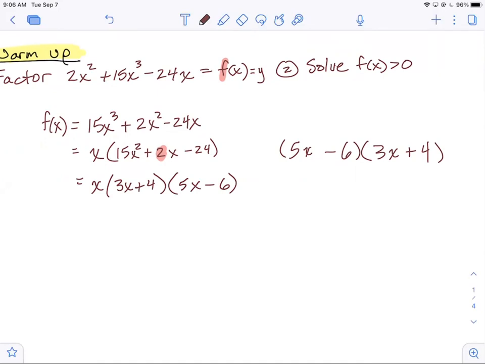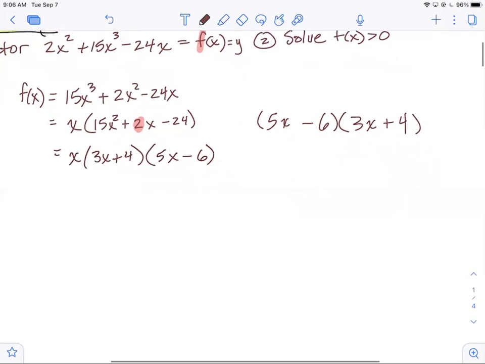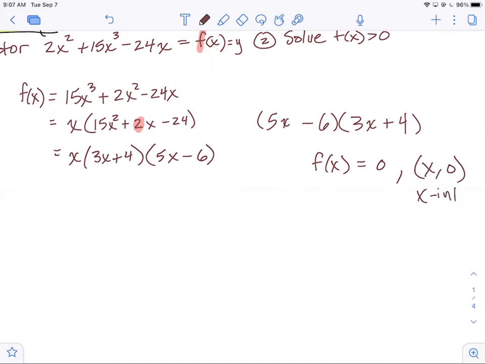Okay, so now how do I solve the inequality? I want f of x to be greater than 0. You studied polynomials in Algebra 2. So once you have it factored, remember, off to the side here, I can set it equal to 0. These are going to give me ordered pairs that are x comma 0. These are also known as x-intercepts. It's where it crosses the x-axis.